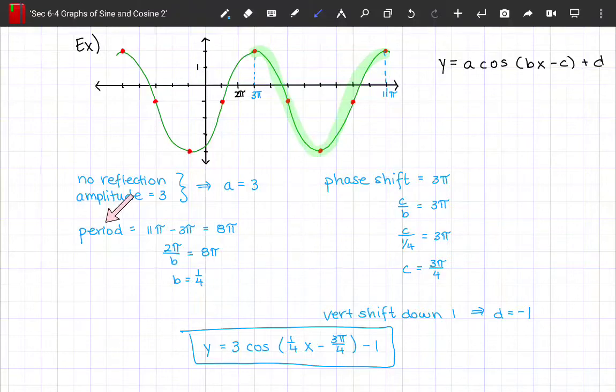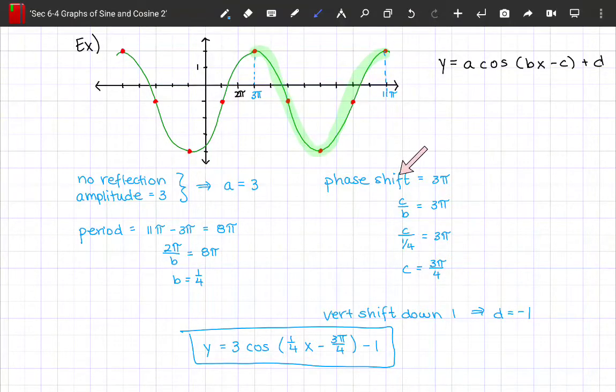Okay, what about one period? Well, I have to look at where the cup starts and where the cup ends. It's going from 3 pi to 11 pi to complete one cup. So what's the distance between 3 pi and 11 pi? Well, subtract them and you get 8 pi. That's your period. That's how long it took to complete one period, or in this case, one cup. So again, 2 pi over b is 8 pi. That means b is 1/4. That tells me my b.